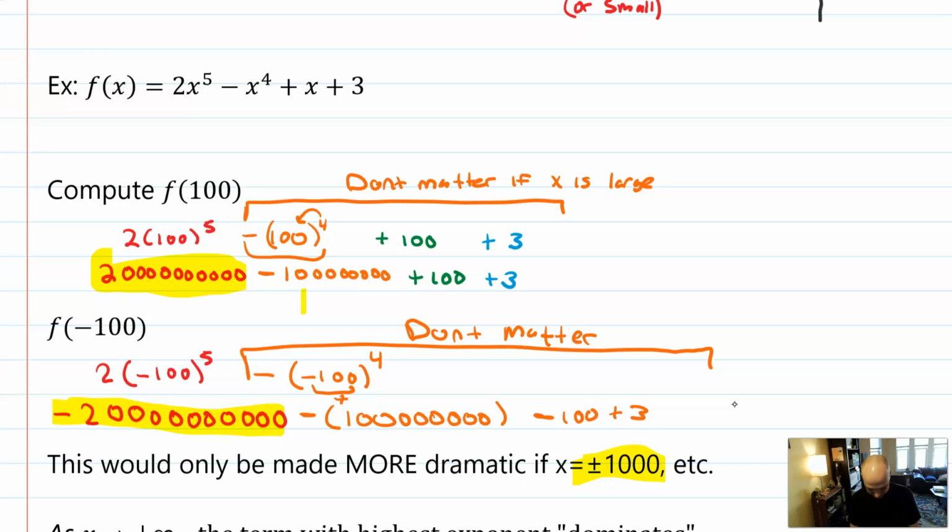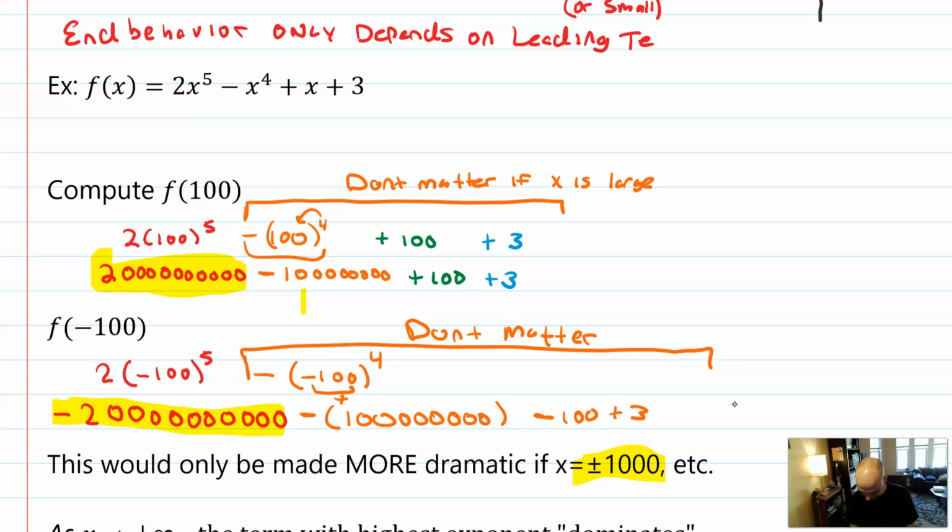So when we're trying to determine end behavior, it only depends on your leading term. So 2x to the fifth is the only thing that determines the end behavior of this polynomial.